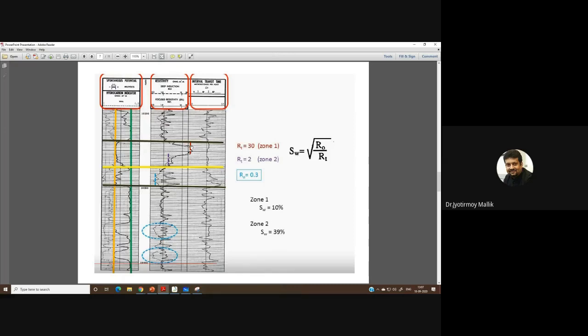So that means, in physical terms, that 90% of the fluid present in this red zone is actually hydrocarbon. And in the blue zone, it is almost 100% water. There is almost no hydrocarbon, or an insignificant amount of hydrocarbon. And in zone 2, we have around 60% hydrocarbon. That is how you can calculate hydrocarbon saturation.